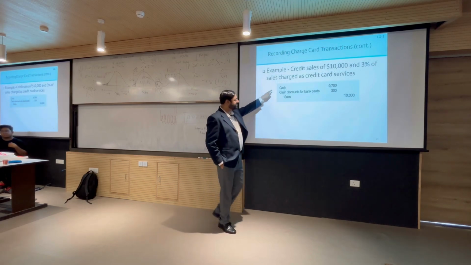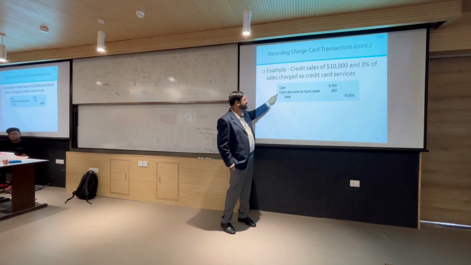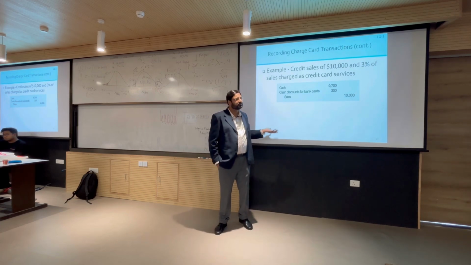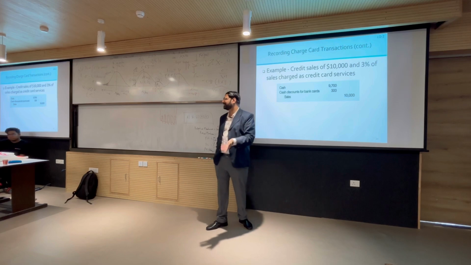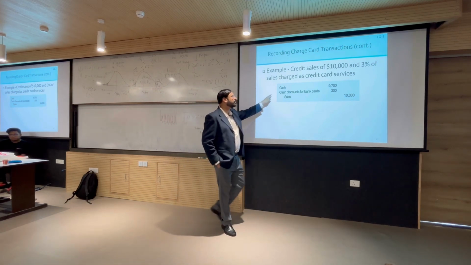So, cash sales is of 10,000, cash received in the bank account is 9,700, and cash discount for bank card. So, it is a cash discount for bank card or credit. You can call it cash discount for bank card or credit card charge, or you can call it by whatever name, but this 300 you are not getting it.